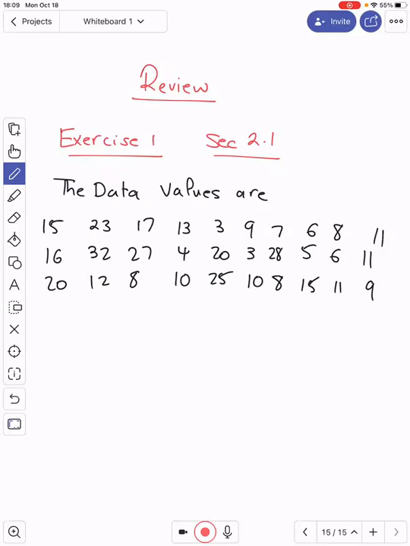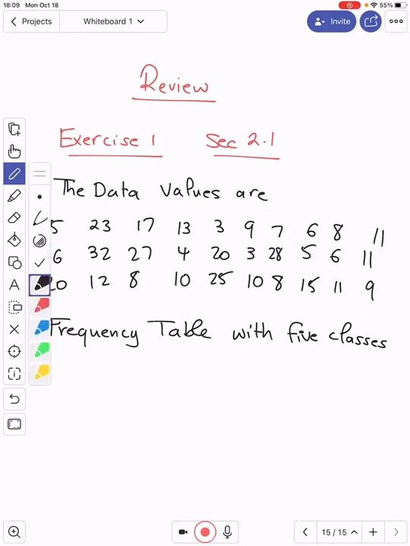So in part A, you have to make a frequency table with 5 classes, right? So the number of classes, of course, depends on the problem. Here, we need to make a frequency table with 5 classes, but again, it depends on the problem. In the test, it could be different than 5. It could be less or more than 5, okay?